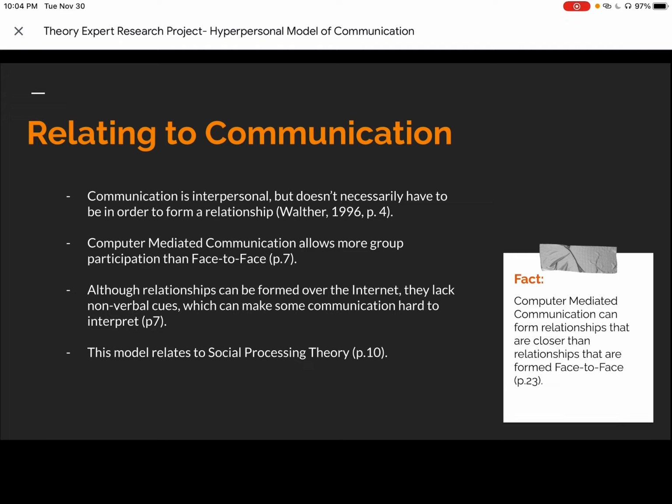using computer-mediated communication." One downfall of this model is that although it says relationships can be formed, it can be hard to maintain them because of the lack of body language and nonverbal cues that you get from face-to-face communication. Walther also relates this model to social processing theory, which we talked about earlier in this class. I also added a little fun fact on the slide. Computer-mediated communication can actually form relationships that are closer than face-to-face relationships, found by Joseph Walther.